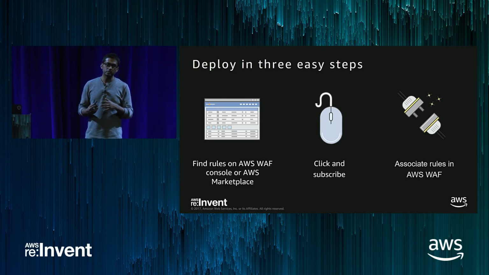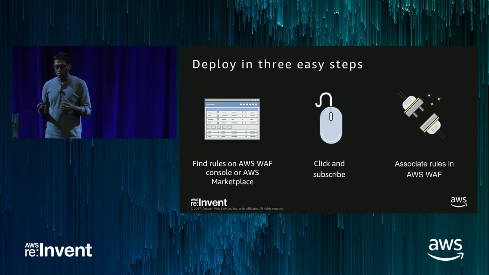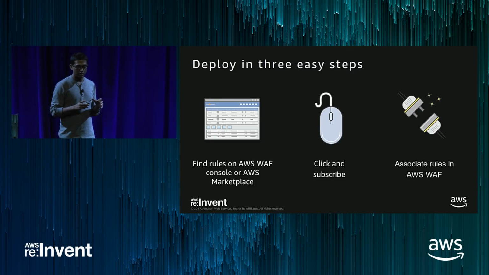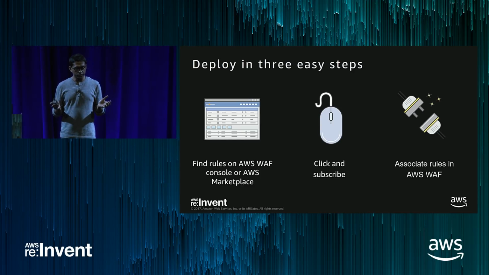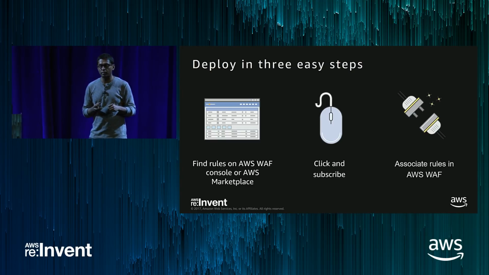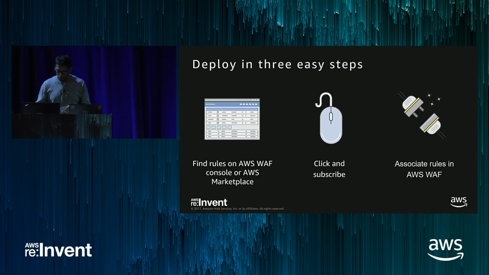I keep saying rules, but it's really a set of rules. You can call them rule sets, rule groups, what have you. But every one of these products has tens, if not hundreds, of rules within them. So once you associate them with the AWS WAF component called Web ACL, or Web Access Control List, you're good to go. 3 easy steps. Let's see how they look.